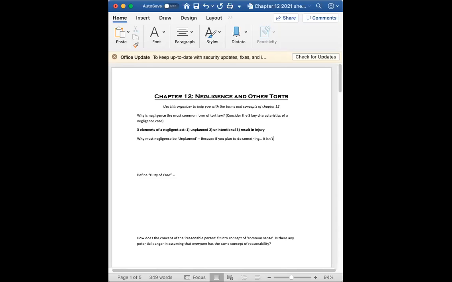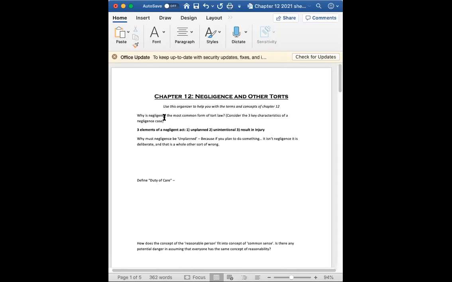So if you plan to do something, it isn't negligence. It is deliberate. And that is a whole other sort of wrong. That's the kind of wrong that we talked about in chapter 11. Okay, remember, negligence is unique because it's not about what you meant to do. You actually didn't mean to do it.